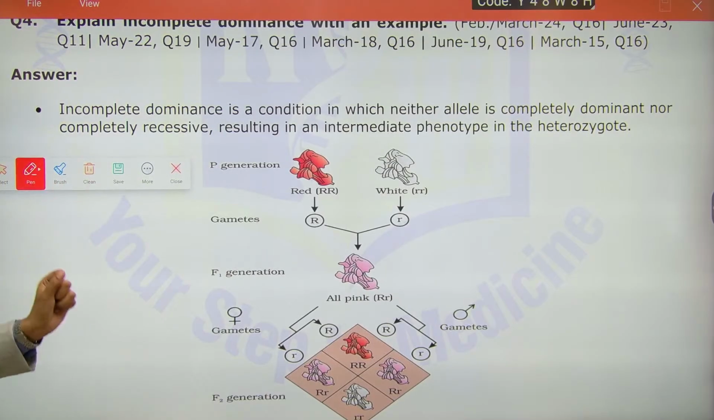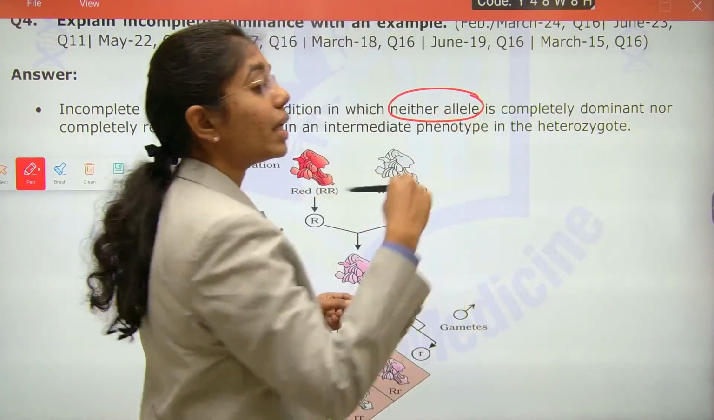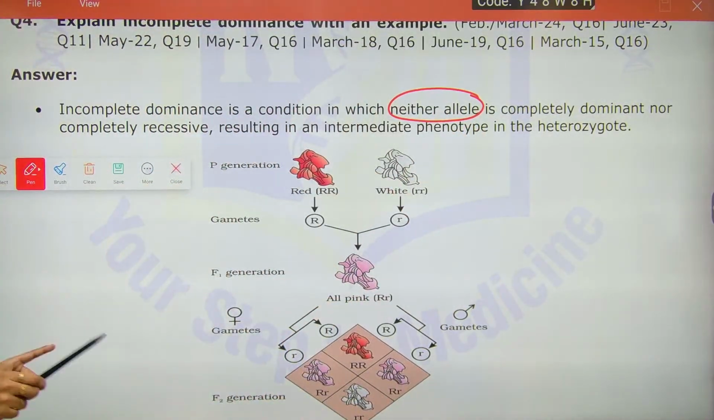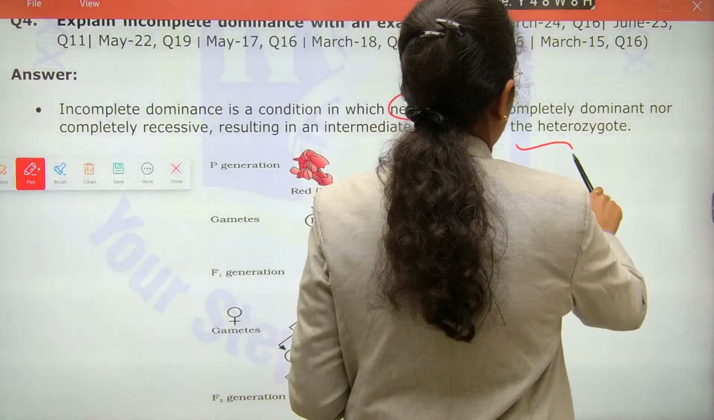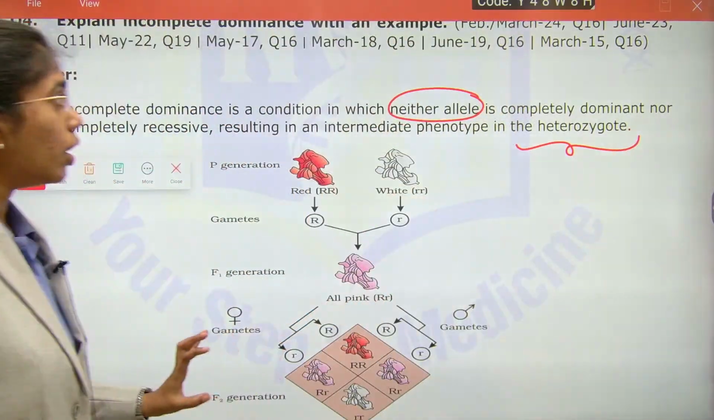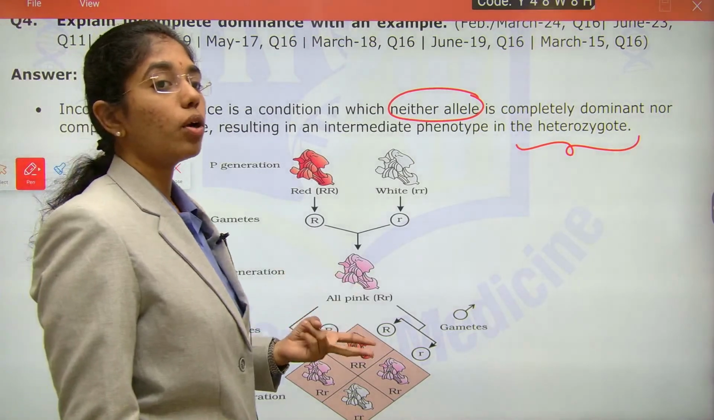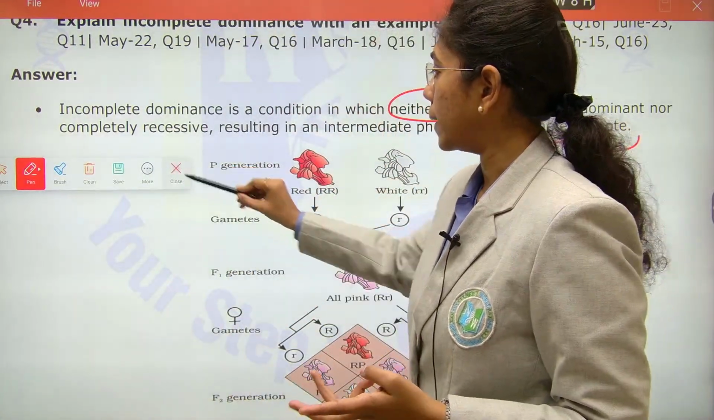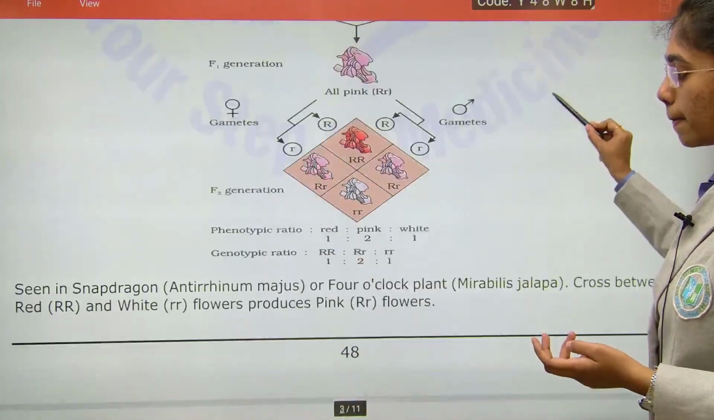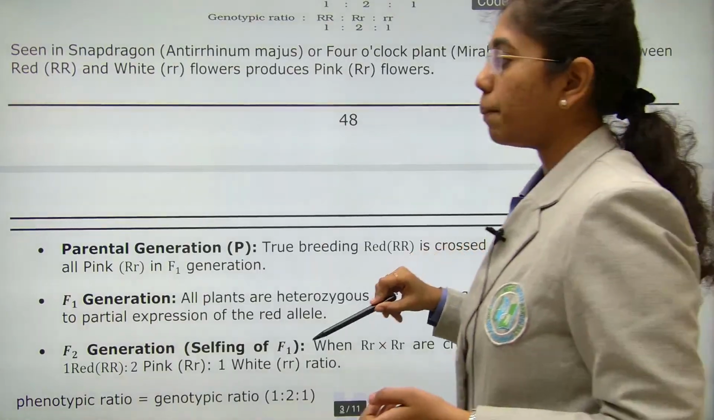Like here you see, incomplete dominance is the condition in which neither allele is completely dominant. No allele is completely dominant and no allele is completely recessive. This results in an intermediate phenotype in the heterozygote. And here in incomplete dominance, the genotypic ratio and phenotypic ratio will be one and the same, which is 1:2:1.